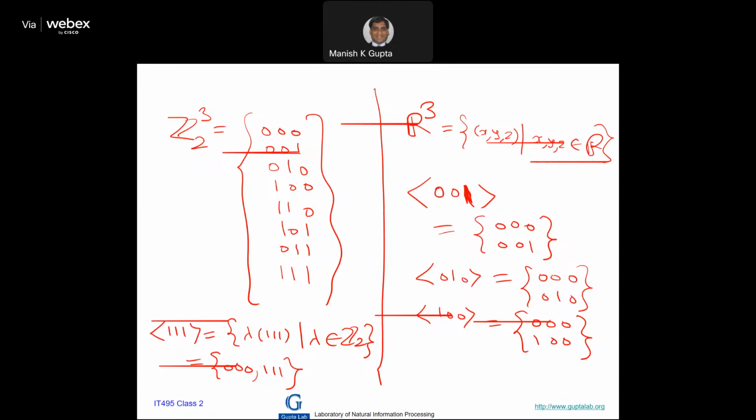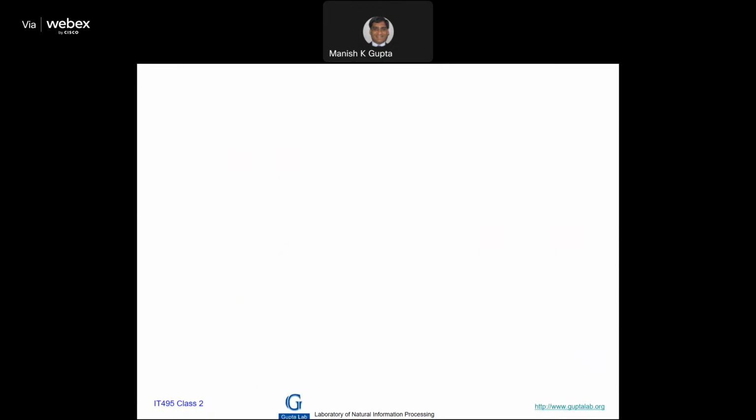Yes, so we need to find a basis. If V is a vector space, suppose we take Z2^n, right? This is all vectors of the form (x1, x2, ..., xn) such that each xi belongs to Z2. How many elements will be there? 2 raised to power n in this whole space.